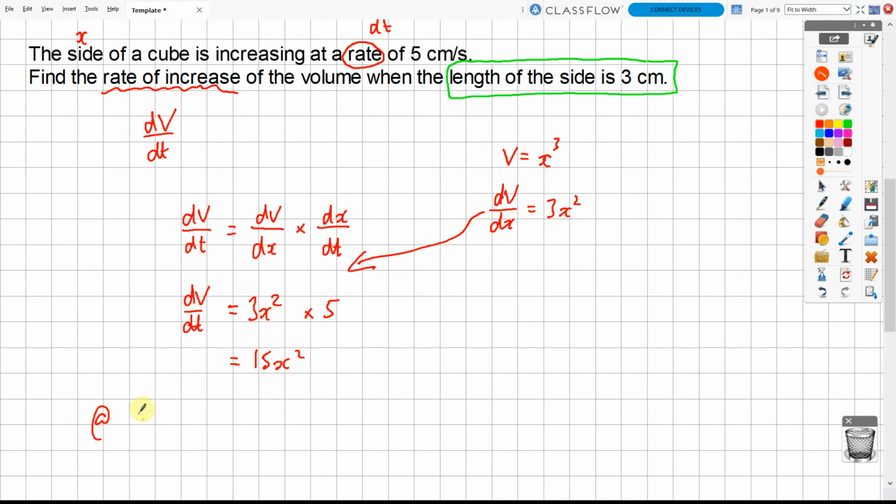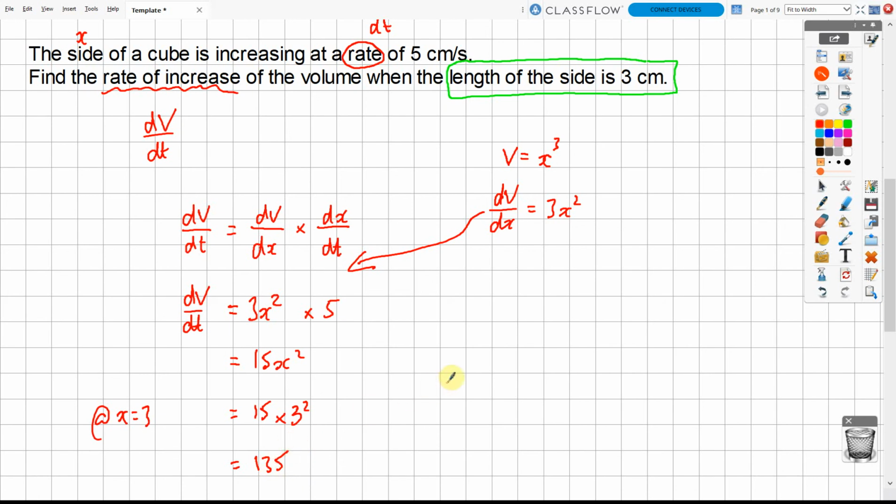At x equals 3, so at the moment when the side length is 3 centimetres, then dV by dt is 15 times 3 squared. 15 times 9, 135.